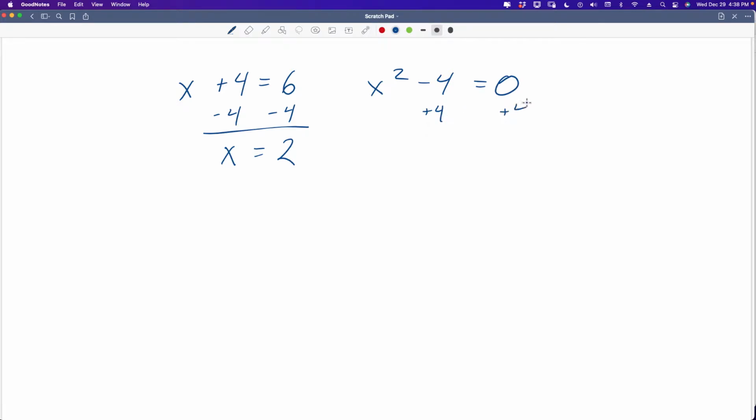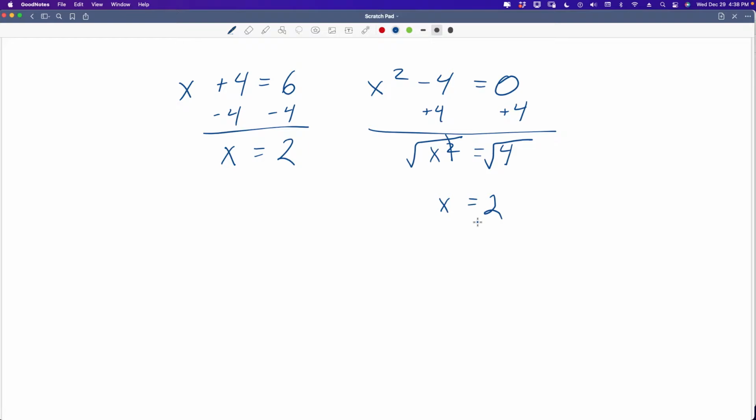So, for instance, in these two here, x plus 4 equals 6, and x squared minus 4 equals 0. When we solve both of these, we subtract 4 from both sides. On this one, that gives us x is equal to 2. When we add 4 to both sides, on this one, that gives us that x squared is equal to 4. And when we unsquare both sides, we see that x is equal to 2 as well. So these are what we would consider to be equivalent equations, right?